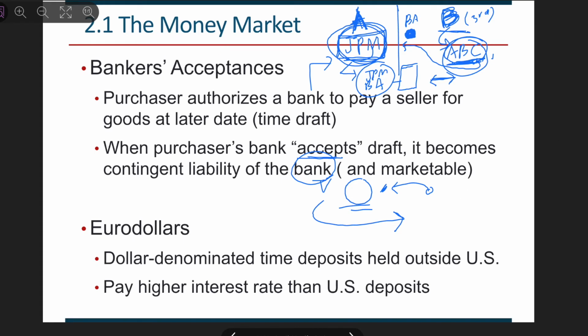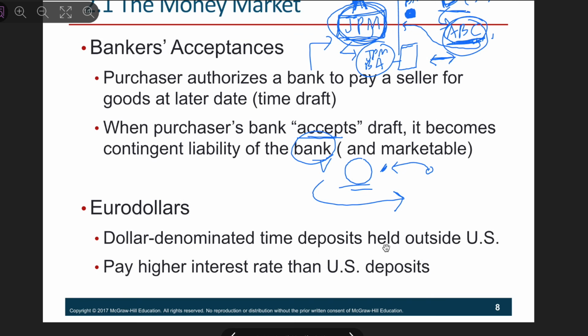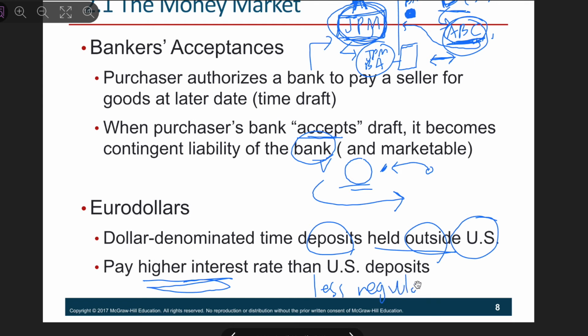And we also have the dollar-denominated time deposit held outside of the US. We can think of it as a deposit held outside of the US, right? We deposit outside of the US because they pay higher interest and have fewer regulations or taxes. So some people want to have it outside of the US rather than inside the US.